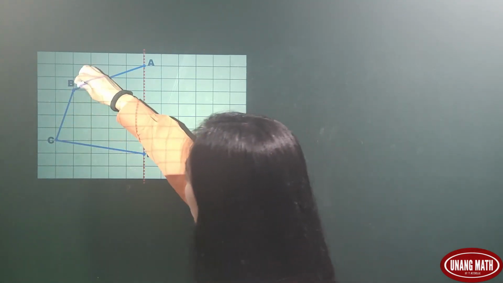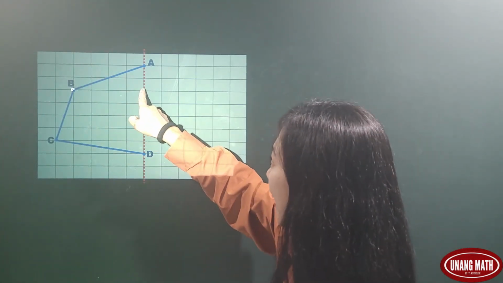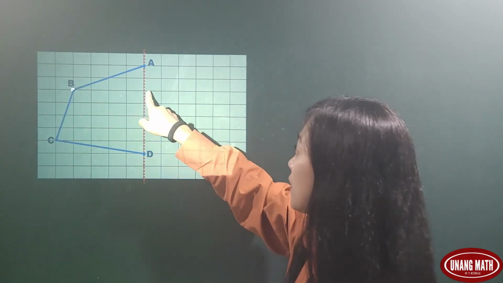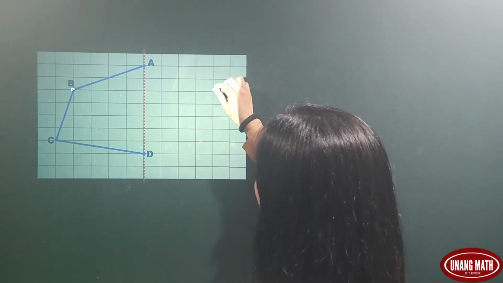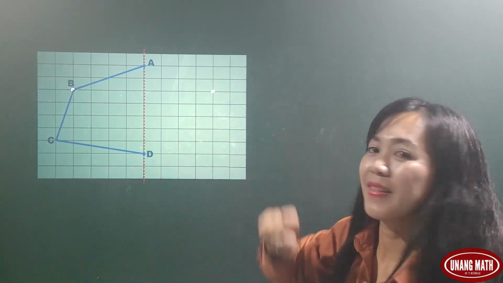Okay, so, ano ang corresponding point ng point B natin dito? Okay, so from the axis of symmetry, 1, 2, 3, 4. So, 4 units. So, ibig sabihin, 4 units din sa part na ito. So, 1, 2, 3, 4. So, ang corresponding point ng point B ay ang point na ito.